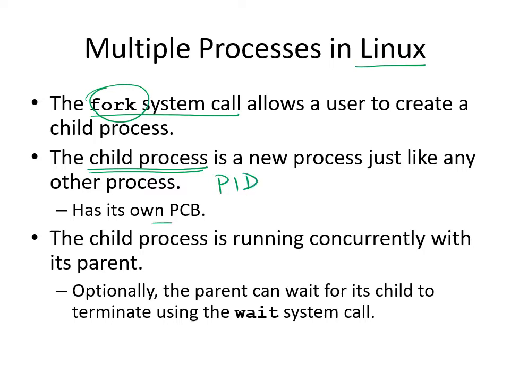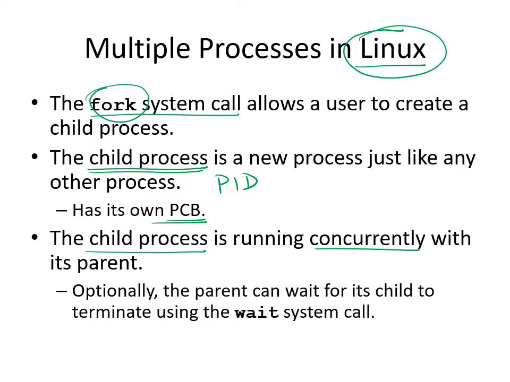It will have its own process control block in the ready queue. It would be scheduled by the CPU scheduler like any other process in the ready queue, and so forth. In the Linux operating system, by default, the child process runs concurrently with the parent process. So once the child process has been created, both the parent as well as the child process can continue running in parallel, concurrently. So there is no requirement for the parent process to wait for the child process by default.